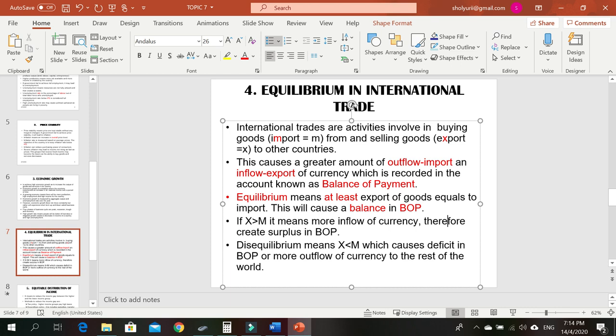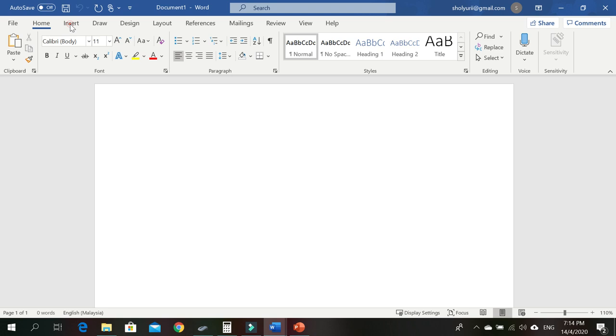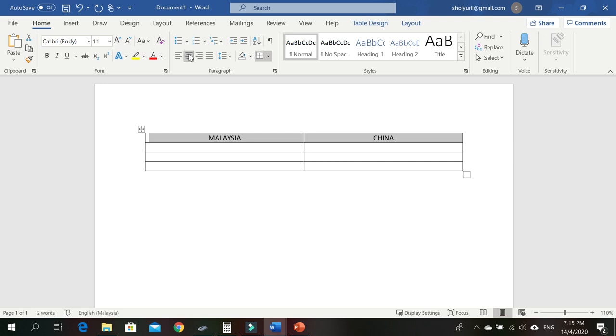Okay, tapi dia mestilah win-win situation. Okay, if for example, saya buat contoh. Ada two country, Malaysia dan China. Okay, so I'm trying to explain the relationship between Malaysia and China. Although Malaysia ada banyak lagi trading partners yang lain, tapi export dengan import ni adalah two ways communication. Malaysia with China, Malaysia with Singapore, Malaysia with Vietnam. Dia two ways communication. Sekarang ni saya nak tengok the relationship international trade between Malaysia and China. Okay, this is my example.